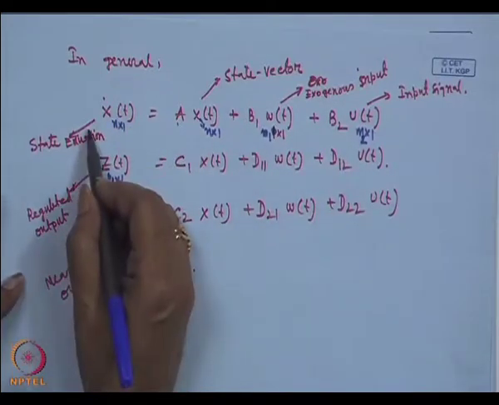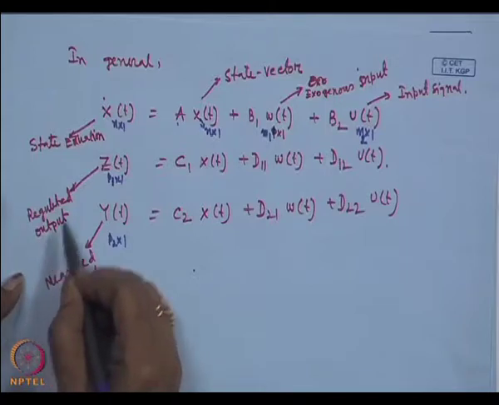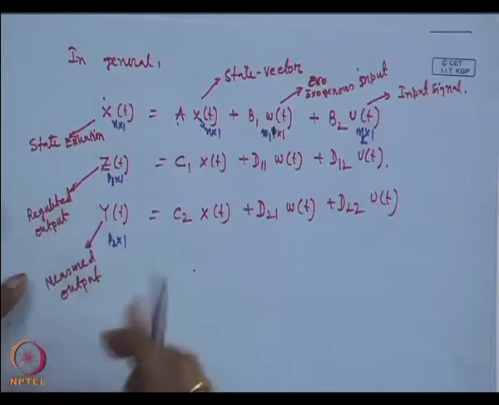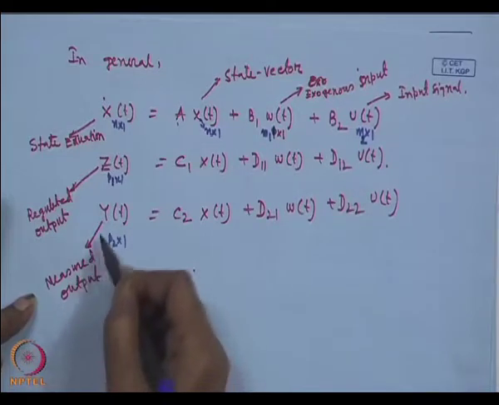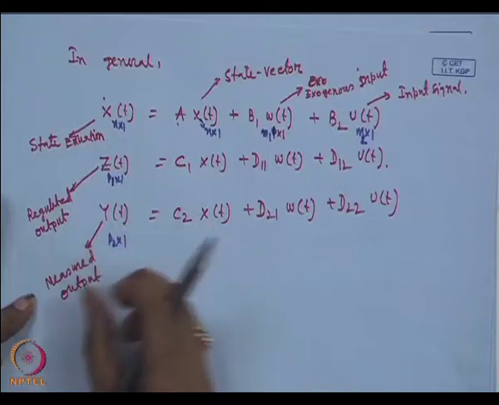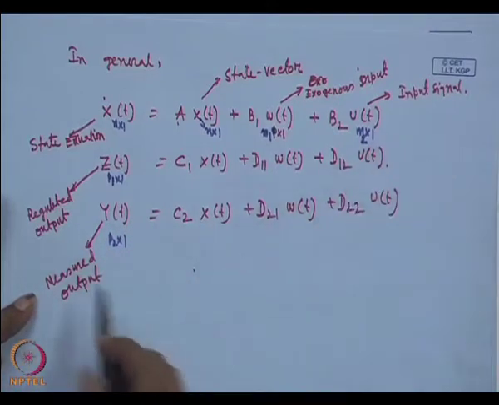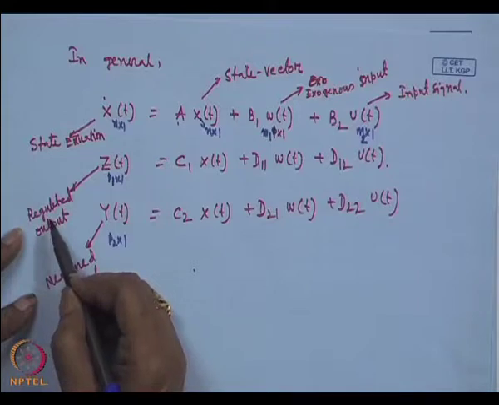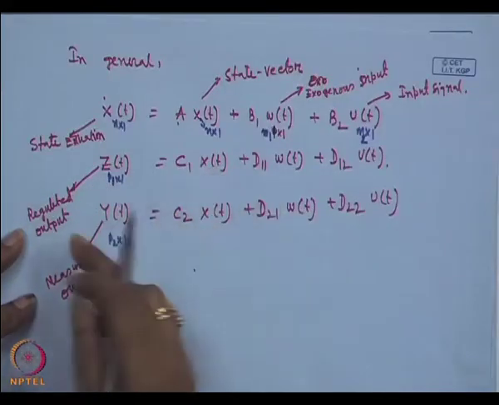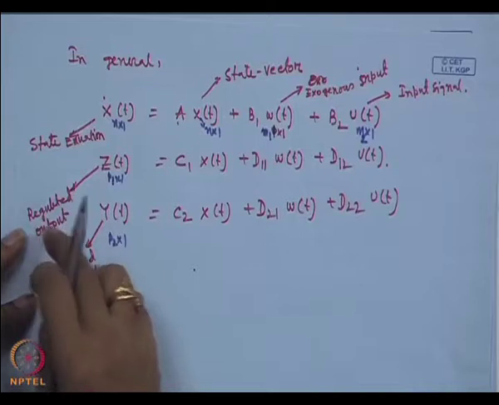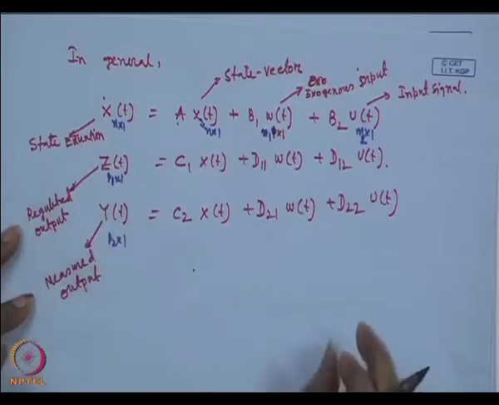One is the state equation, one is the regulated output, and we will say more about the regulated output later, and one is the measured output, where this output will be used for control to generate the control action, that means U. And this is the regulated output, that means we want to regulate the state, the error vector. Then we have to control the control signal, that is why it is called the regulated signal, controlled signal.